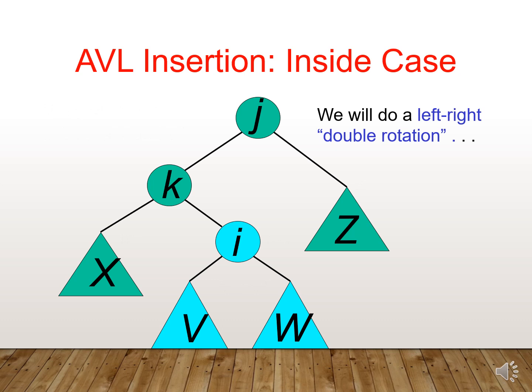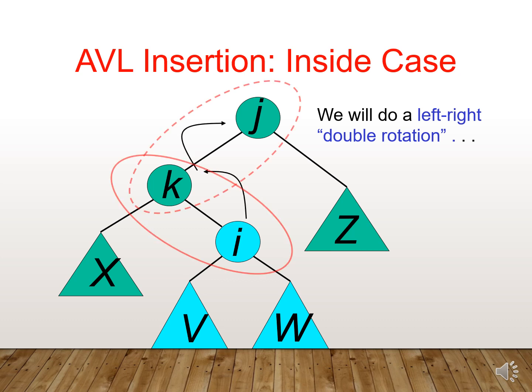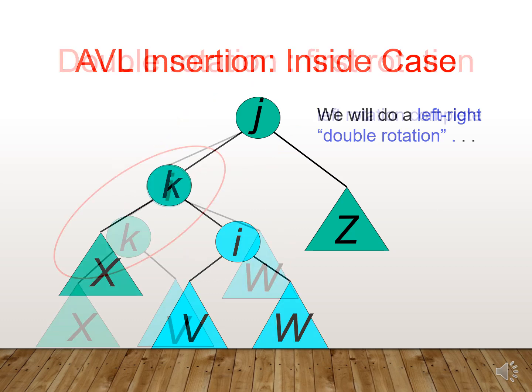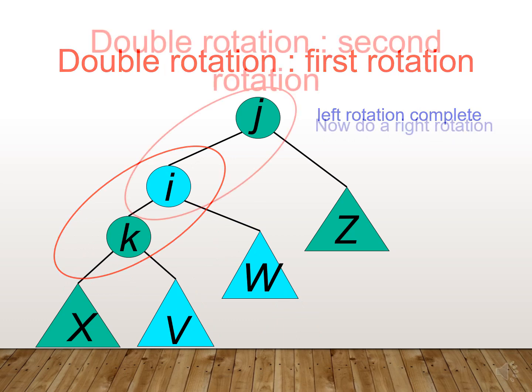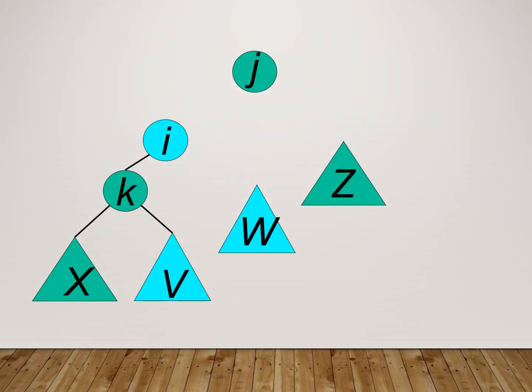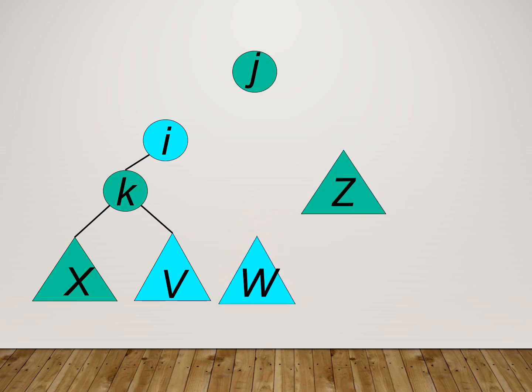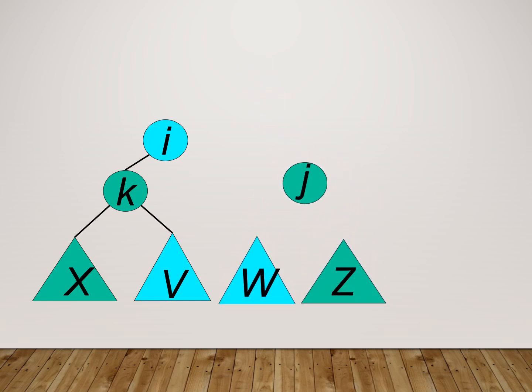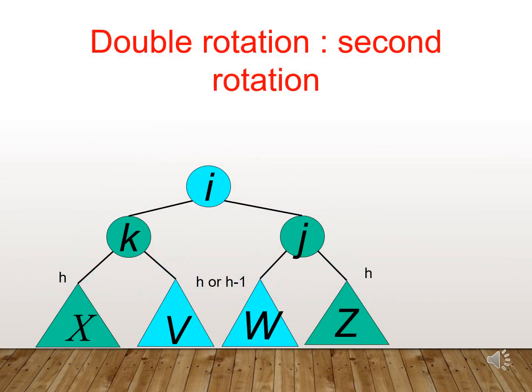Now we will do a left-right double rotation at node J. After the left rotation, now we will perform a right rotation at node J. After the double rotation has been completed, we can observe that balance has been restored to the AVL tree.